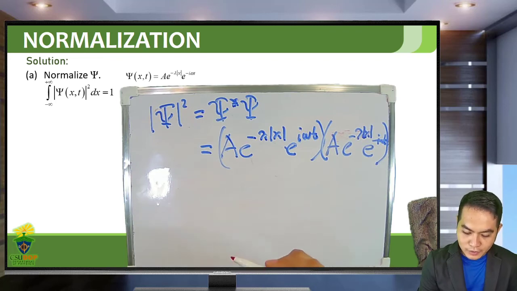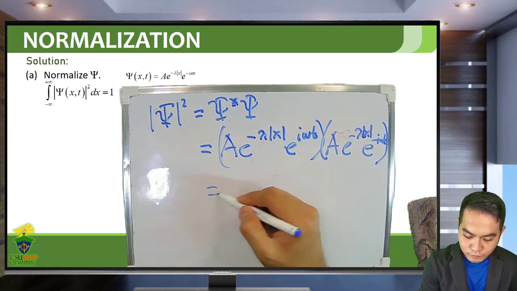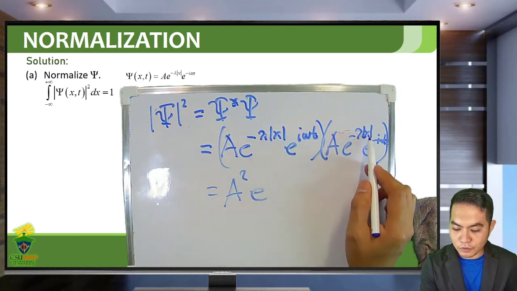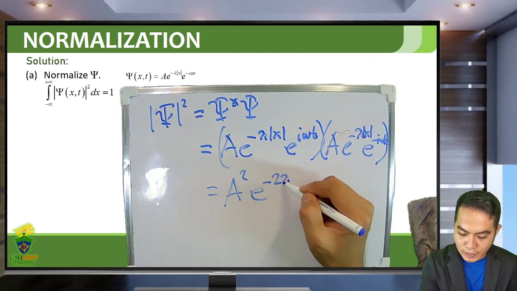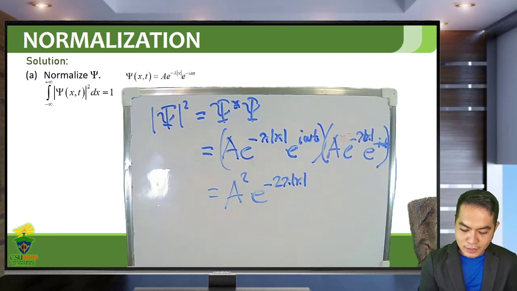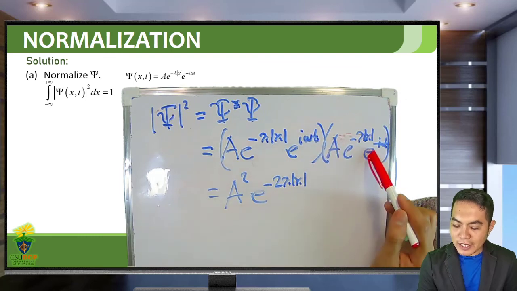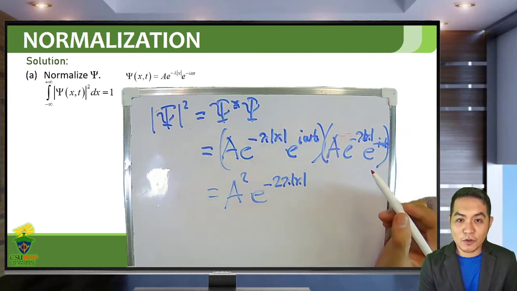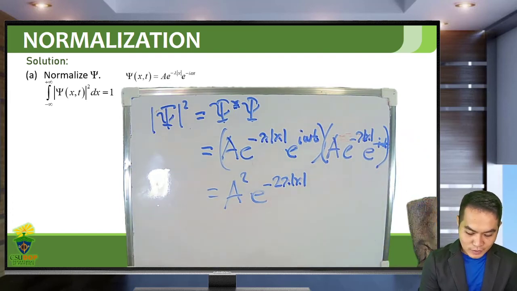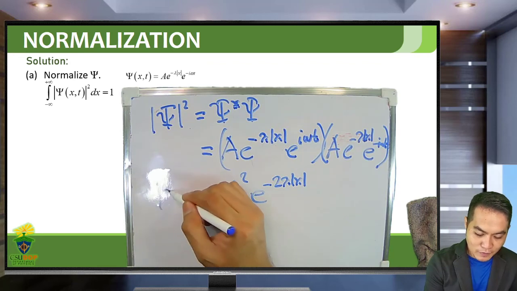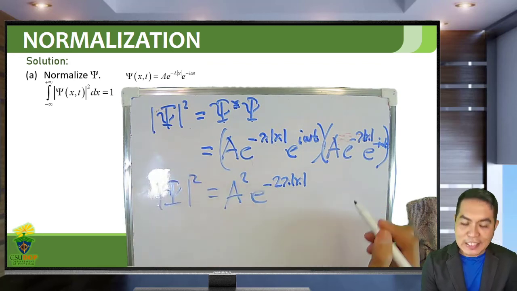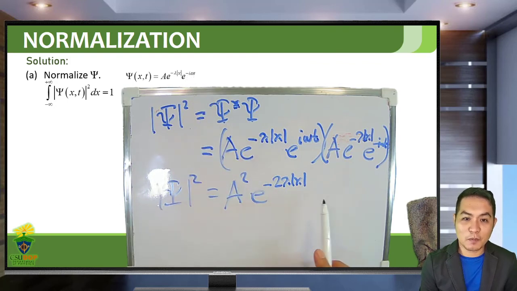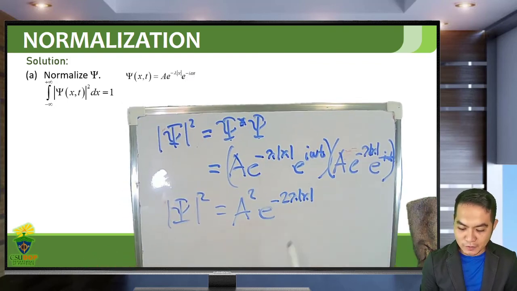So you will get a squared e to the negative lambda absolute value of x, so you have negative 2 lambda absolute value of x. And then you have e to the i omega t, e to the negative i omega t. So you add their powers and it will just be equal to e to the 0, or 1. So in this case, our absolute value of psi squared is time independent. There's no more time component here, where t is time. It becomes independent of time.